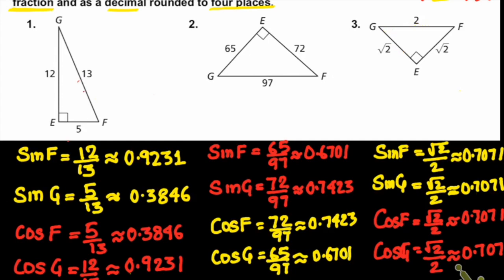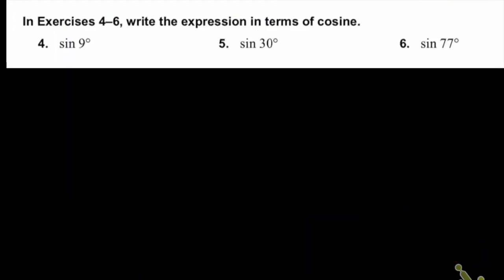All right, let's move to the next problem. We're going to do a very easy one; these were kind of time-consuming. After this, we're going to move here. For this problem, 4 to 6, we have to write the expression in terms of cosine, and it's really easy.